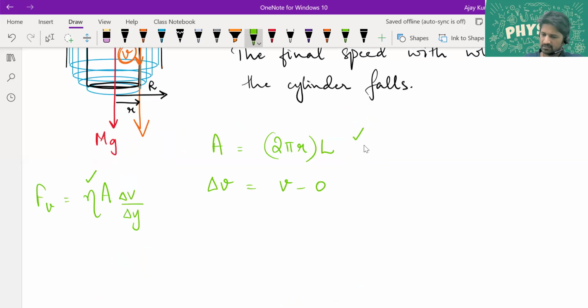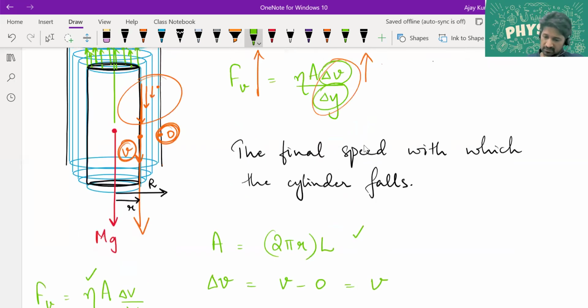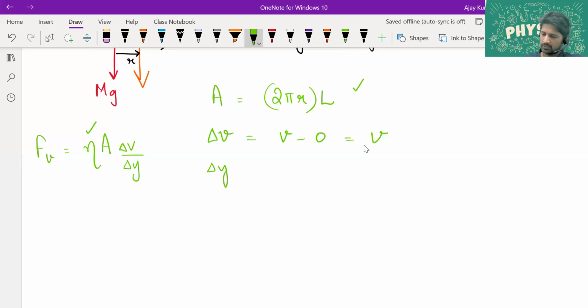Speed of cylinder minus speed of the tube. The tube is at rest, so this becomes V itself. And the separation between them: how much is the separation between these two layers? Capital R minus small r. So delta Y becomes capital R minus small r.